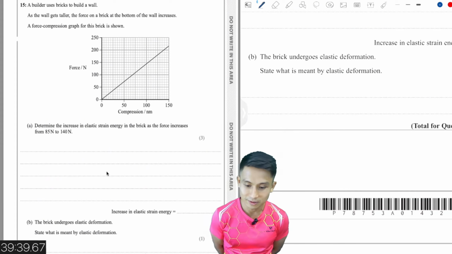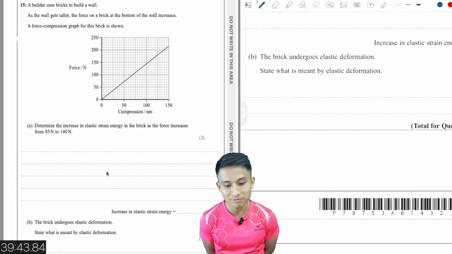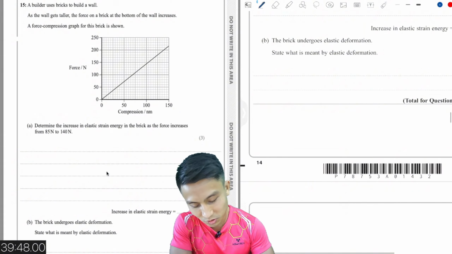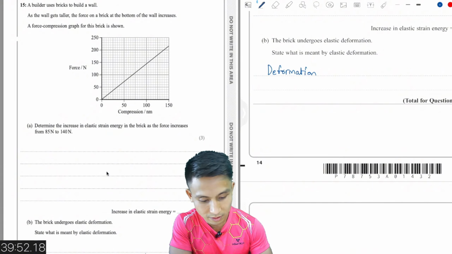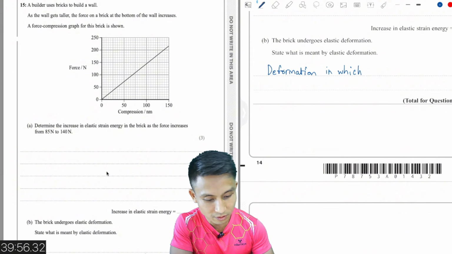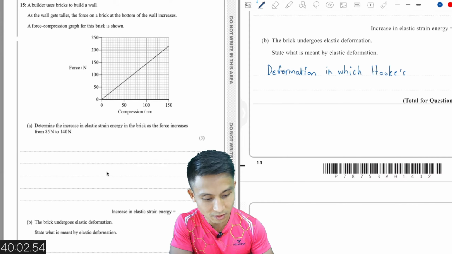because it's nanometer. The brick undergoes elastic deformation. State what is meant by elastic deformation. Okay, so deformation in which Hooke's law, yeah, Hooke's law is still obeyed. Hooke's law is obeyed.